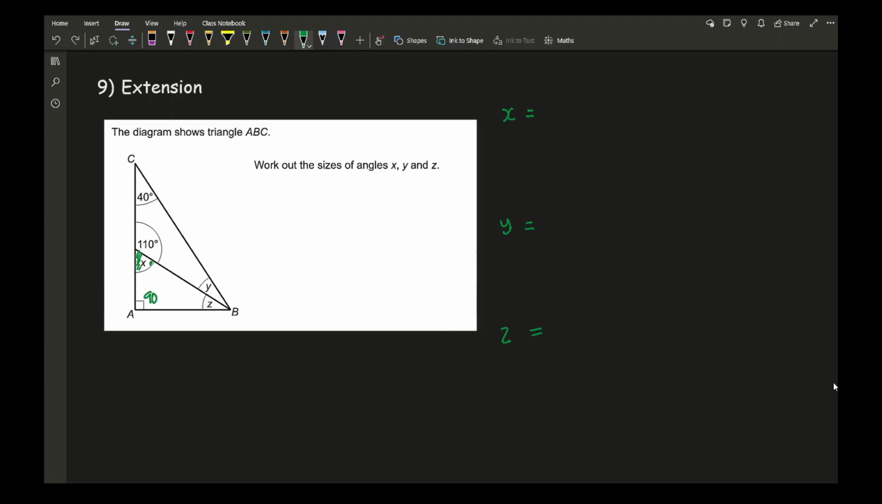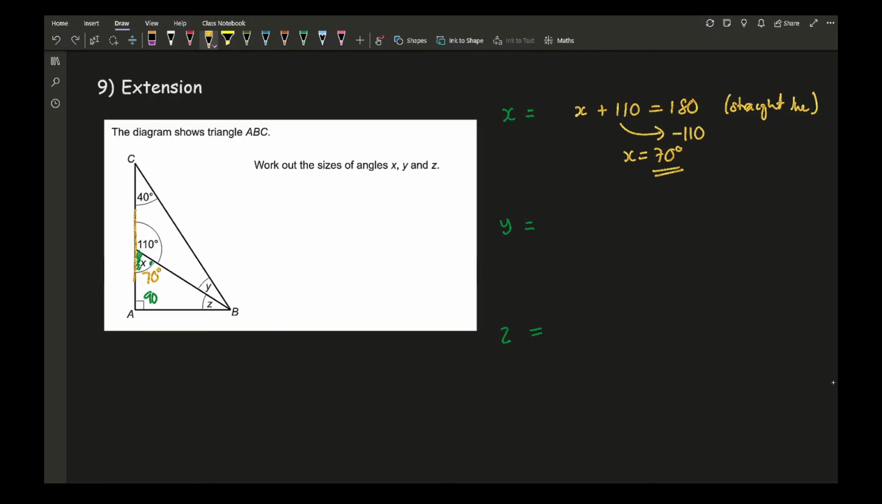However, one thing I can spot is that it lies on a straight line. So X plus 110 must add up to 180. And why? Because they're on a straight line. So the opposite of adding 110 is to take away 110. So I know that X equals 70 degrees. So what I can do is label that as 70.